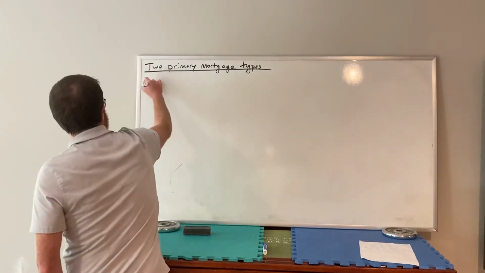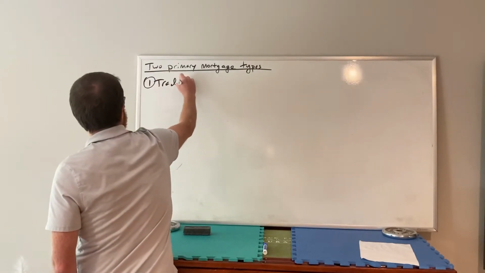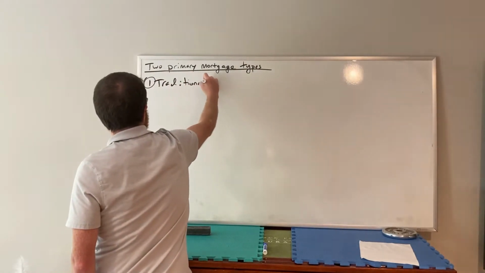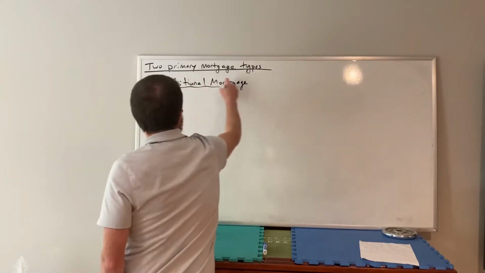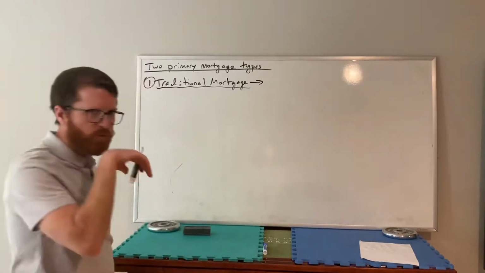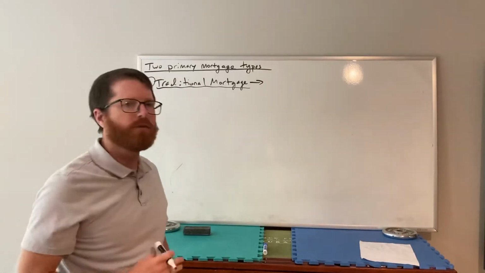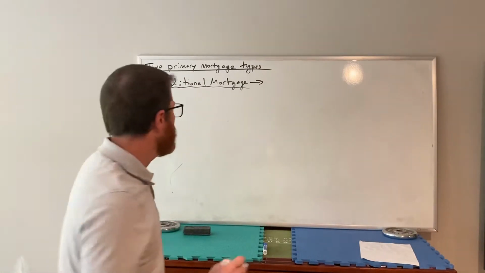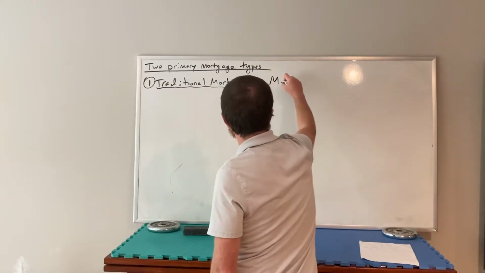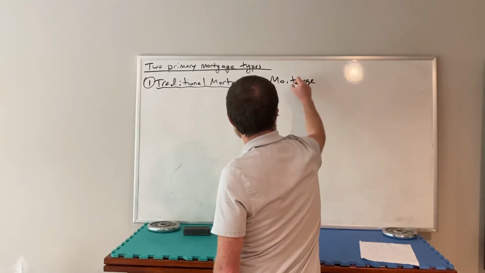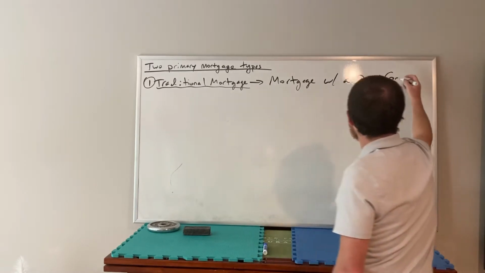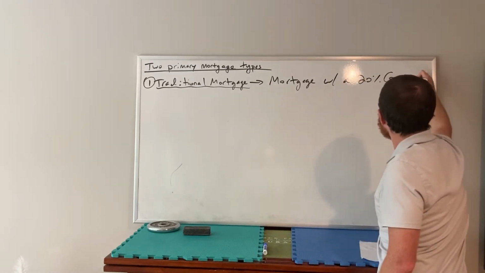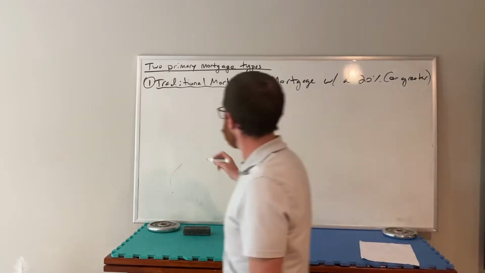And one of these is called a traditional mortgage. And this is what I've done with the houses I've bought. I've used a traditional mortgage. There's a good chance you'll buy a house using a traditional mortgage as well. A traditional mortgage is a mortgage with a 20% or greater down payment.